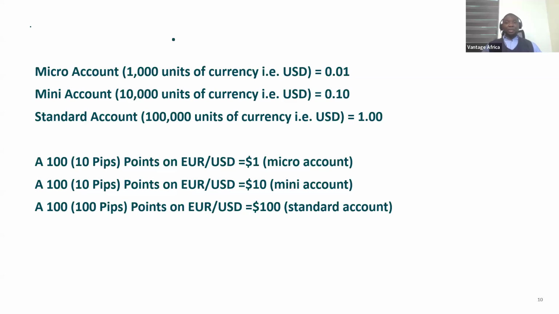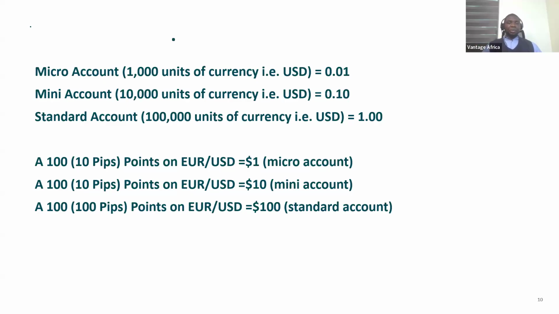Could be dollars, it could be pounds, it could be euros, depending on what the base currency is. We just talked about base currency. So micro lot starts from 0.01. Mini lot starts from 0.1. This is more like a summary of what we just said. Standard lot starts from 1.0 all the way to 100.